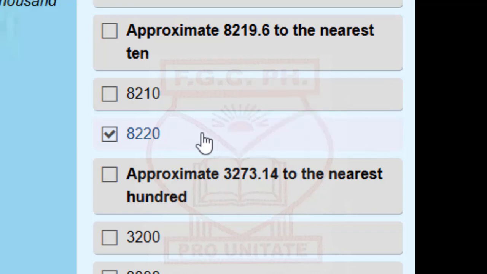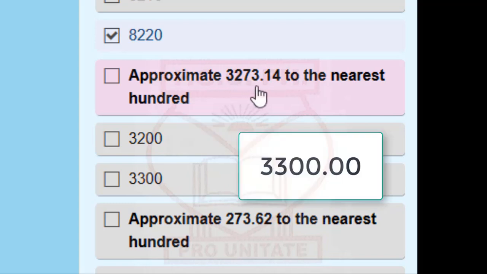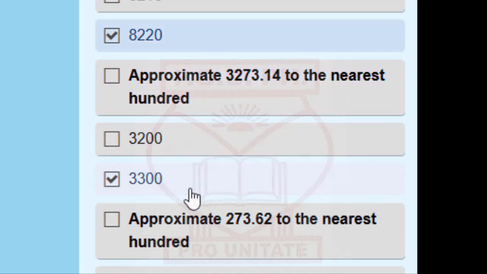3. Approximate 3273.14 to the nearest 100. If we do that, the 100 digit is 2, so we need to round up 7. And 7 we give 1 to 2, making it 33. So we have 3300.00, and that would be 3300, and that's just this.